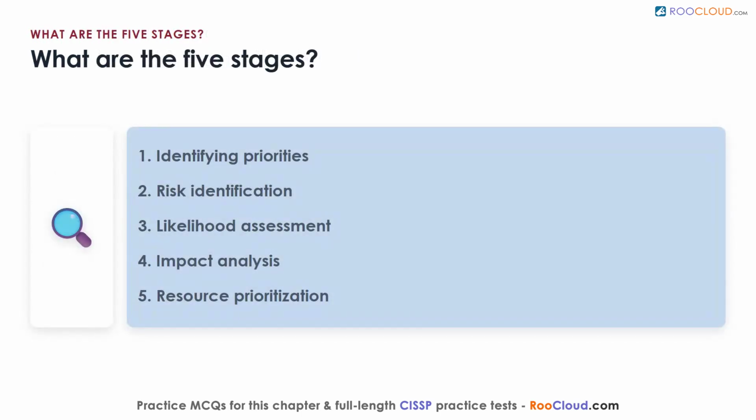What are the 5 stages of a business impact analysis? The work unfolds in a clear sequence. First, identifying priorities, where you rank your critical business functions. Second, risk identification, where you list the threats those functions face. Third, likelihood assessment, where you estimate how often each threat strikes. Fourth, impact analysis, where you measure the damage each threat would cause. And fifth, resource prioritization, where you sort everything into a single ordered list for action.